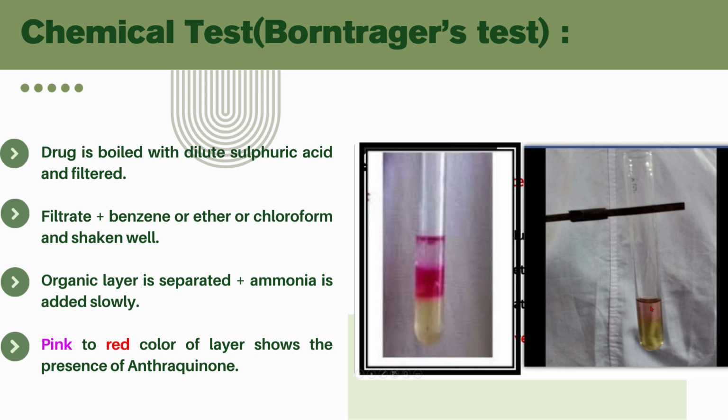Upon separation, ammonia is slowly added to the organic layer. If anthraquinones are present, the ammoniacal layer turns a distinct pink to red, confirming both the identity and purity of the senna extract. This straightforward colorimetric test is invaluable for quality control in medicinal plants research.